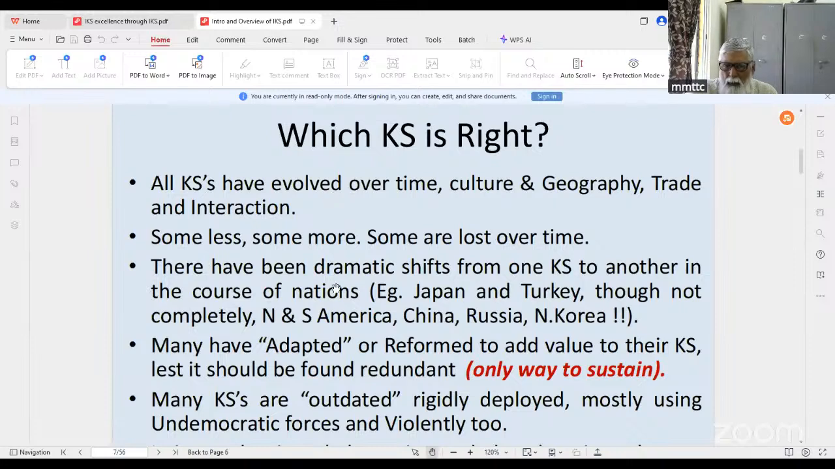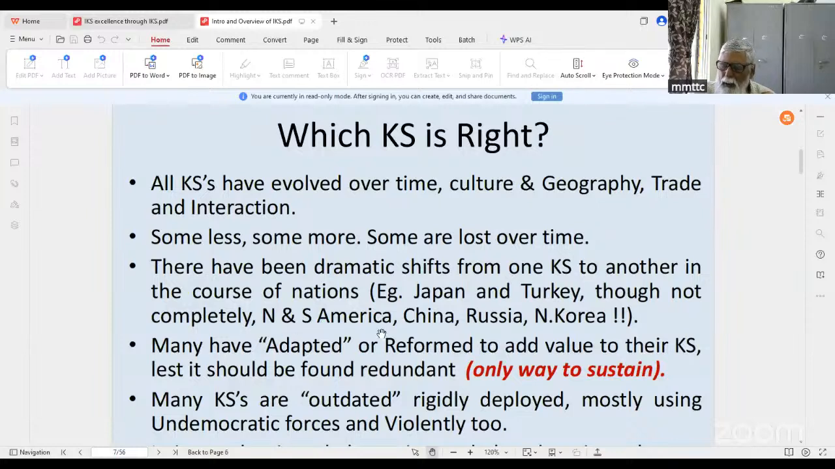Okay, there have also been dramatic shifts from one knowledge system to another in the course of nations. Suddenly, certain nations, for example, Japan in the 16th century, suddenly decided to adopt a large amount of the Western knowledge system. Till then, it was the Buddhist, Shinto, and other flavors of that. Turkey did this at the beginning of the 20th century, just after the beginning of the last century. Turkey suddenly decided to adopt a Western knowledge system.